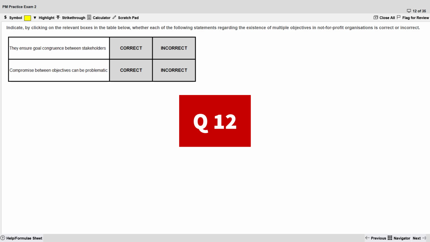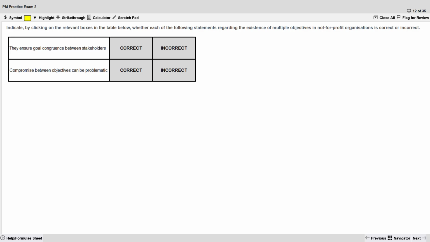Moving on to question 12. We have a theoretical question, which is a nice break from the difficult numerical question we just tackled. We read the task and we are asked to evaluate two statements related to the existence of multiple objectives for a not-for-profit organization. Well, having multiple objectives ensures goal congruence between stakeholders. That is incorrect. Different stakeholders may have conflicting objectives, so the existence of multiple objectives makes goal congruence more difficult.